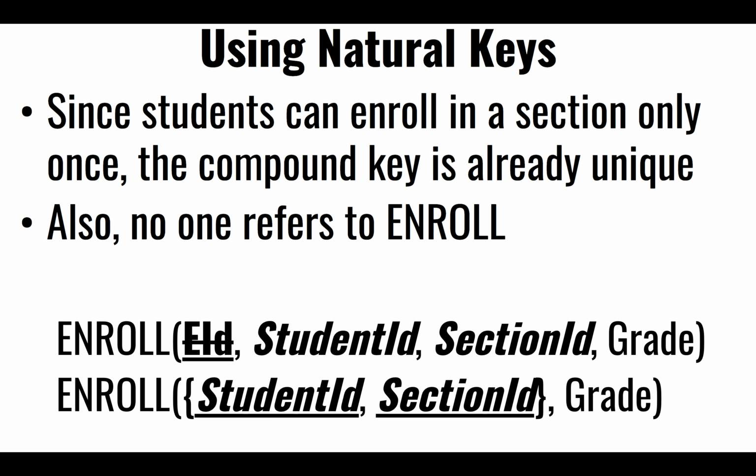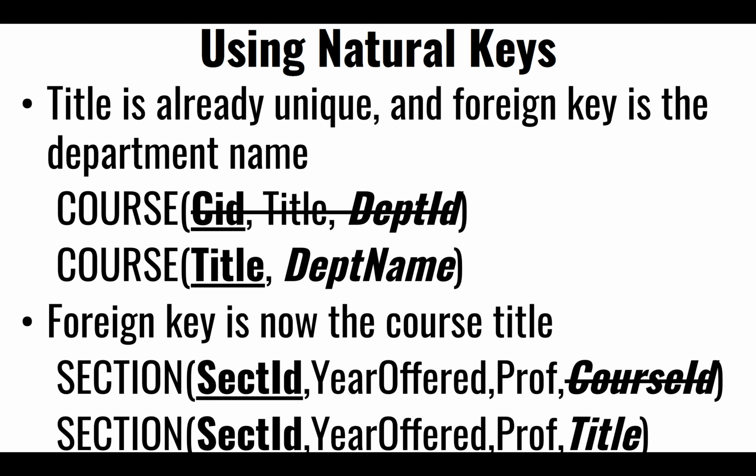A couple other things: the enrollment. Since we already have uniqueness between the student ID and the section ID, we can just create a composite key out of that, and we won't need the enrollment ID anymore, right? We can just create this composite key between those two that makes it already unique in the database, and also enforces the business rule of enrollment. A couple other things. Same thing. The course is unique. So we can just keep the title and refer to the department name.